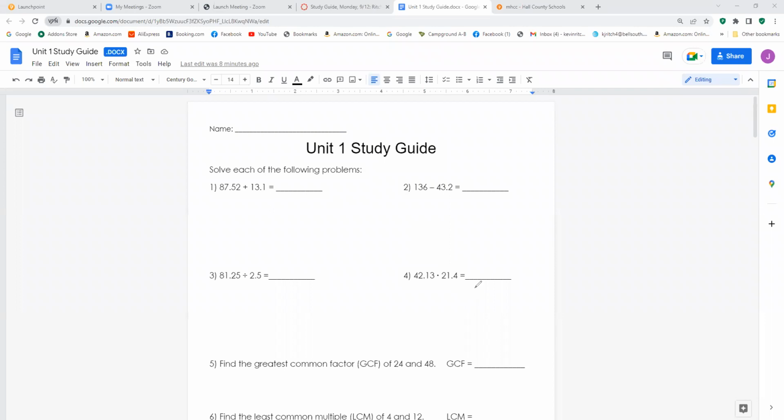All right, number 4, we have 42.13 times 21.4. We're going to ignore our decimals until we're done with the multiplication. So 3 times 4 is 12. Carry the 1. 4 plus 1 is 5. We have 8 and 16.